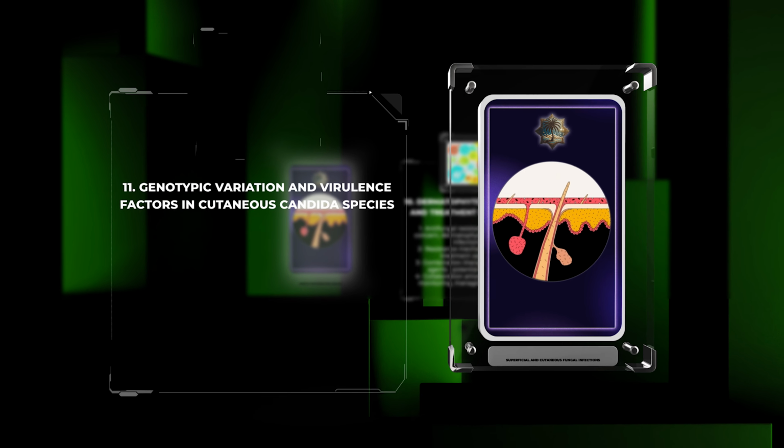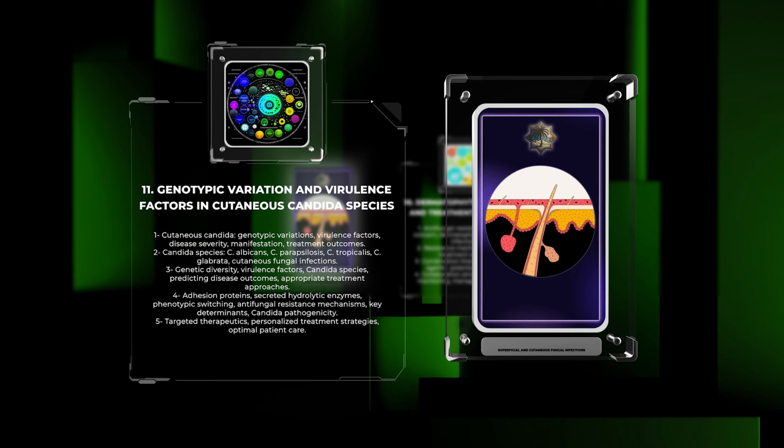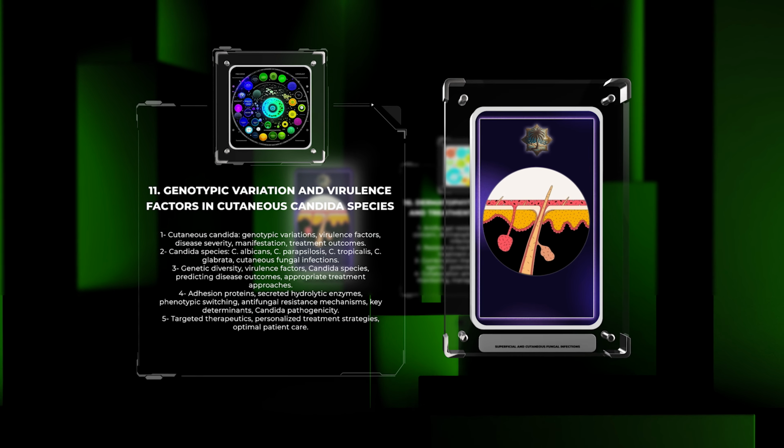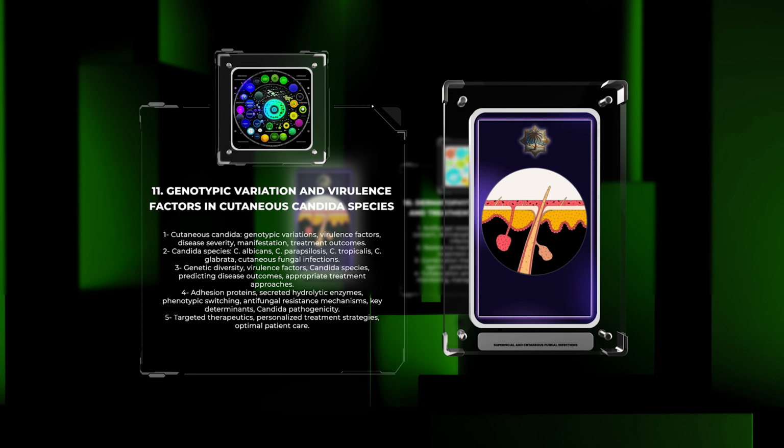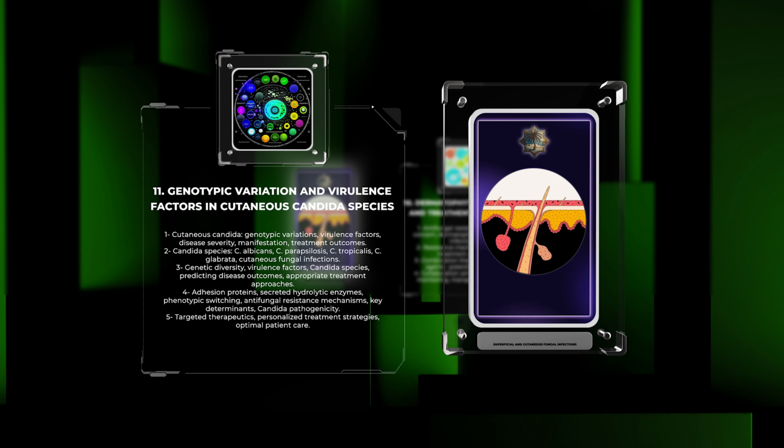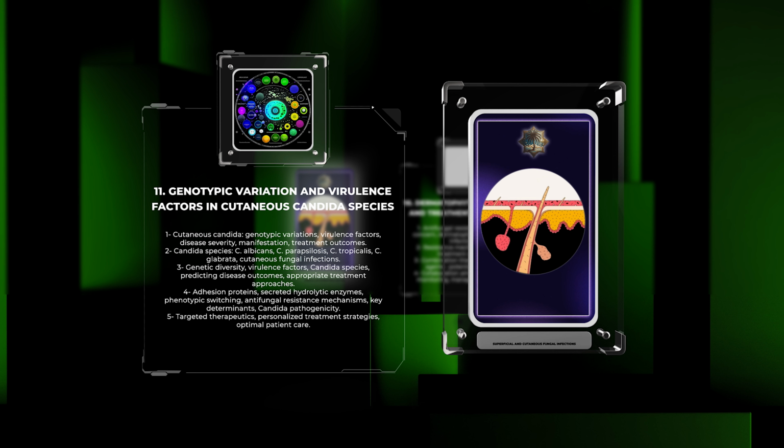Different species of cutaneous Candida can exhibit significant genotypic variations and possess various virulence factors, impacting disease severity, manifestation, and treatment outcomes. Candida species, including C. albicans, C. parapsilosis, C. tropicalis, and C. glabrata, are commonly encountered in cutaneous fungal infections. Understanding the genetic diversity and virulence factors of each Candida species can aid in predicting disease outcomes and guiding appropriate treatment approaches.